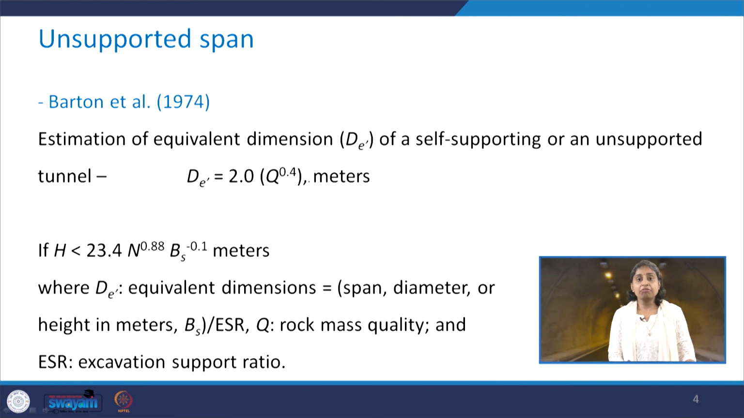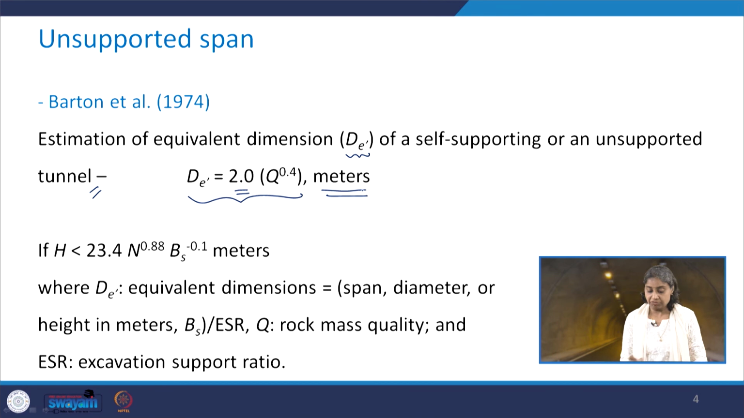The estimation of equivalent dimension, that is dE prime, for the self-supporting or the unsupported tunnel can be done using this expression, which is dE prime equal to 2 times Q to the power 0.4. As you can see, this is an empirical relationship, so the unit is important, which is in meter here. Now, this will be applicable when you have the depth of overburden less than 23.4 N to the power 0.88 BS to the power minus 0.1.